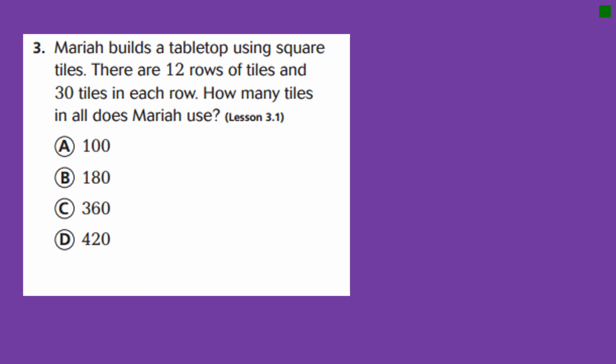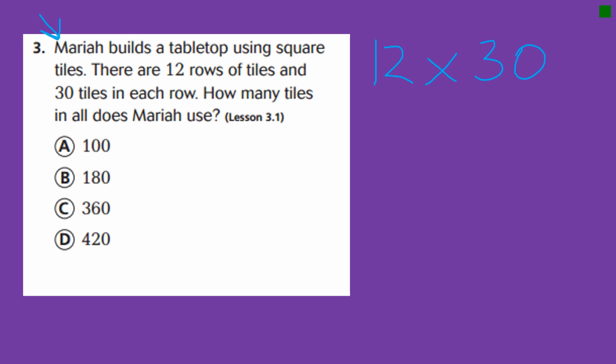This is number 3. Mariah builds a tabletop. Now you're following with me, right? Mariah builds a tabletop using square tiles. There are 12 rows of tiles and 30 tiles in each row. How many tiles in all does Mariah use? Okay, 12 rows of 30.